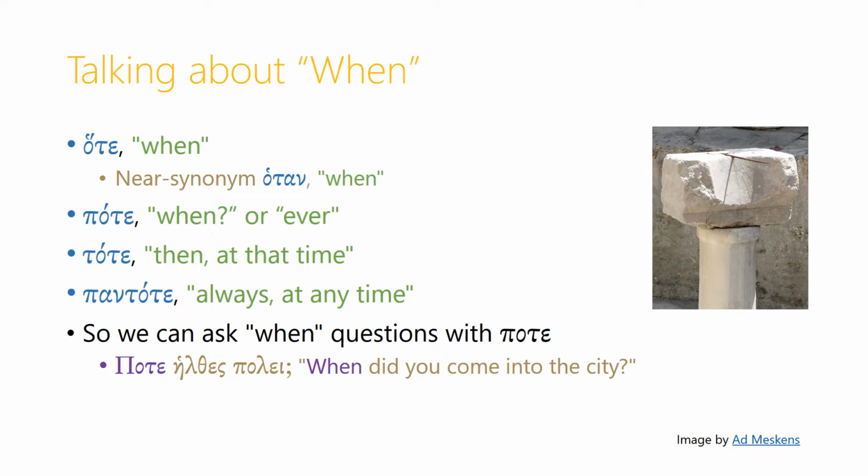Tote, on the other hand, means then, at that time. And this follows another pattern where often, instead of adding a p on the beginning of an adverb, we can add a tau on the beginning of an adverb, and that makes it more definite. It's not just when, it's then, at that time. We can also add other words on the beginning of adverbs, like pan, meaning all or each or every. And so pante tote means always or at any time.